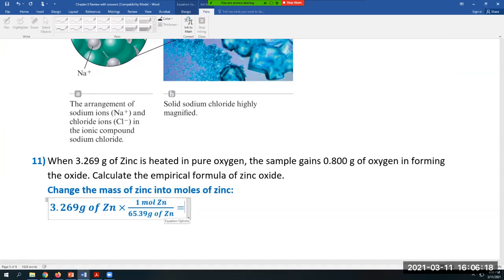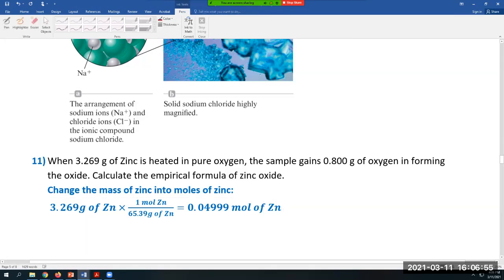So in the calculator, you do 3.269 divided by 65.39, and that's 0.04999. Let's keep 4 sig figs, because we have 4 sig figs in the mass here, 4 sig figs in the molar mass. So here from the 4999, that's 4 sig figs. What comes after that last 9 is a 2, so that's how we round it. And that's moles of zinc.